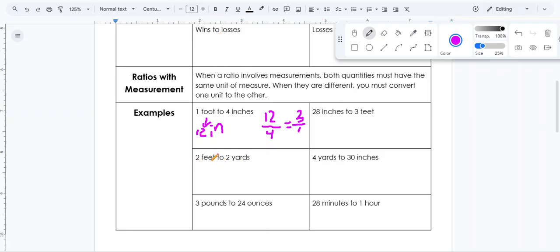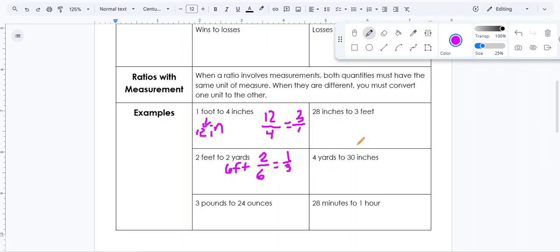And let's do this next one. This next one says 2 feet to 2 yards. Well, it's easier to convert the yards to feet than it is 2 feet to yards, because 1 yard is 3 feet. So if 1 yard is 3 feet, 2 yards is 6 feet. So this is really 6 feet here. We have to convert them so they're both the same. So my ratio here would be 2 feet to 6 feet, and then I could simplify that to 1/3. 1/3. So 1 foot to every 3 feet.